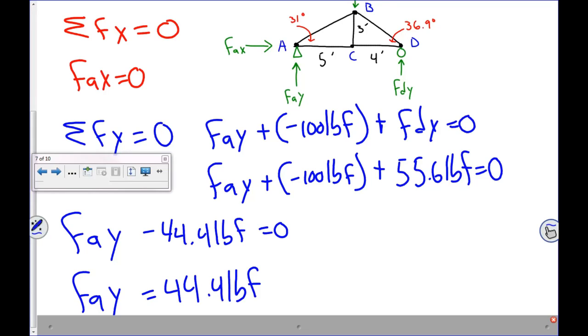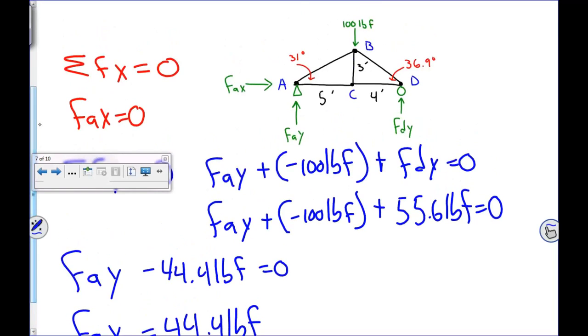Anybody's brain fall out? Moments, X, Y, that's all we did. So that was all of what kind of forces? What was the first thing we wrote underneath your picture? Those are all the external forces. So look, do I know FAX? What's FAY? 44. What's FDY? 100. Add these two, what do you get?